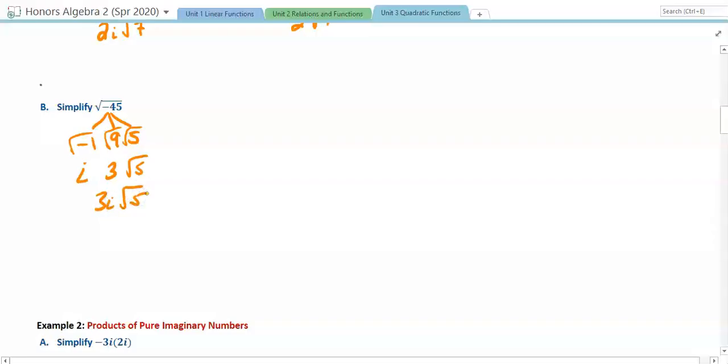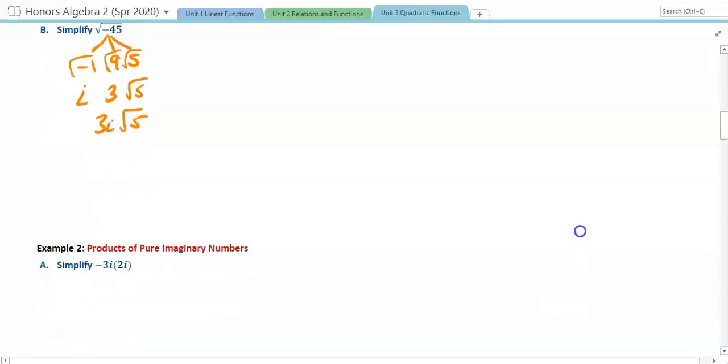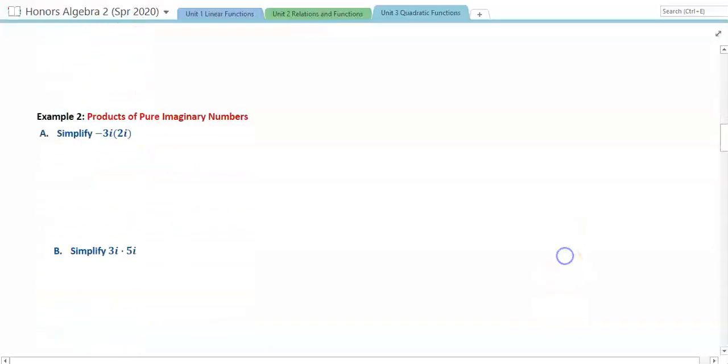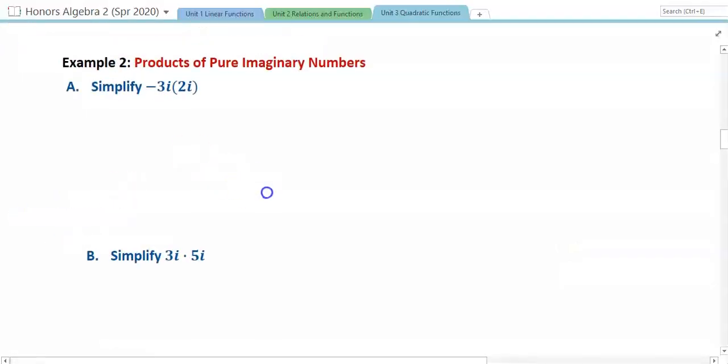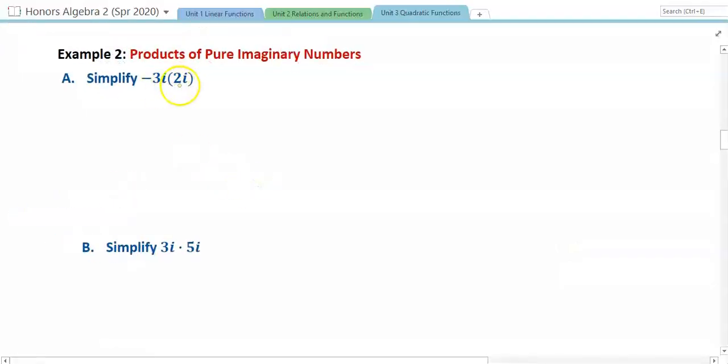Pretty simple there, right? All right. So let's look at some examples of products of pure imaginary numbers. Now, multiplying these numbers together is just like we multiply anything else together, right? These are just, treat them like variables.